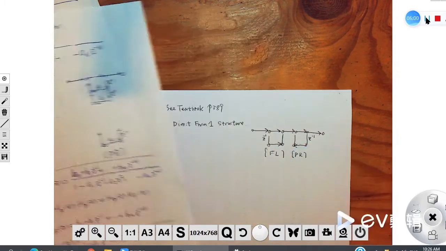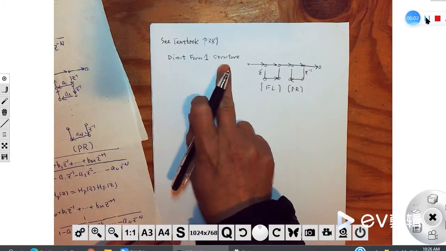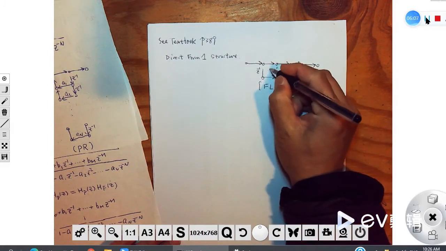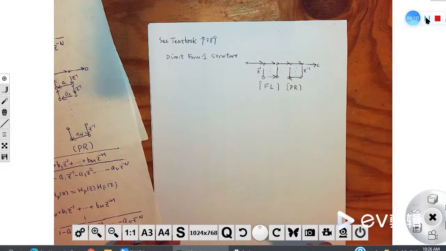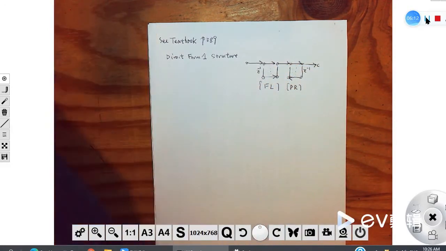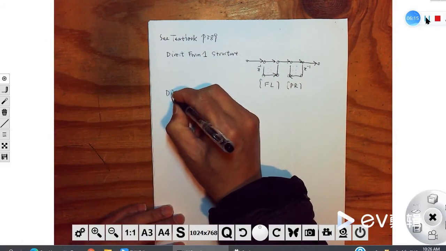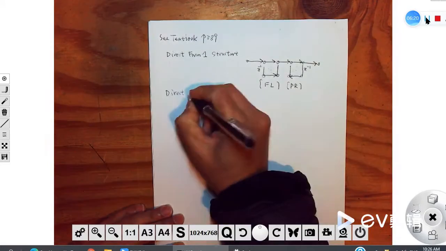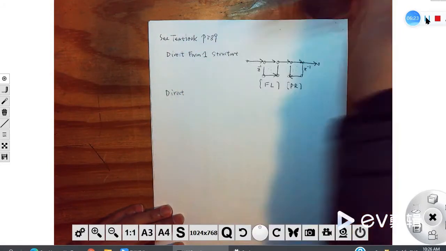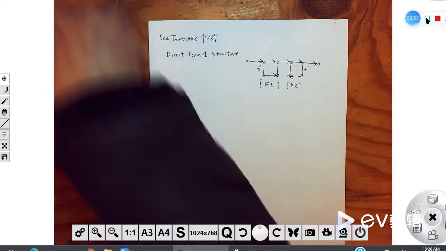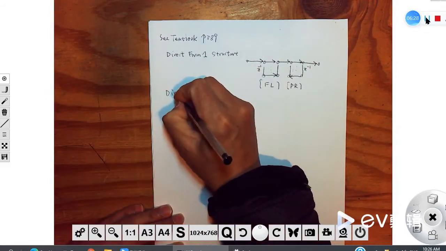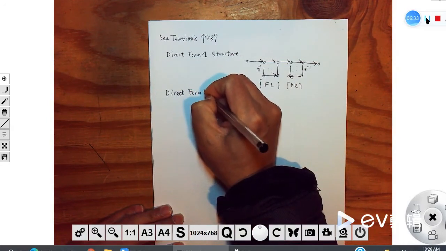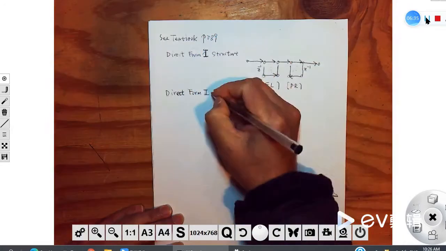So this is a direct form 1 structure. It looks like this. Here maybe more levels, depending. And then we have direct form 2. This one also, direct form 2 structure.